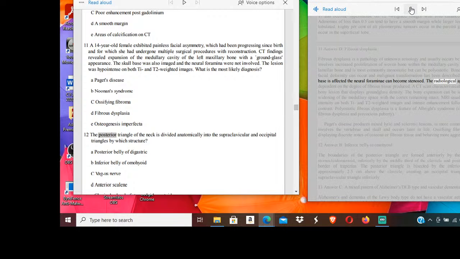Stenosed. The radiological appearances are diverse, dependent on the degree of fibrous tissue produced. A CT scan characteristically reveals an expansile bony lesion that displays ground glass density. The bony expansion can be identified as a result of widening of the medullary space with the cortex remaining intact. MRI usually shows a low signal intensity on both T1 and T2 weighted images and intense enhancement following administration of contrast. Polyostotic fibrous dysplasia is a feature of Albright syndrome: cutaneous pigmentation, fibrous dysplasia, and precocious puberty.